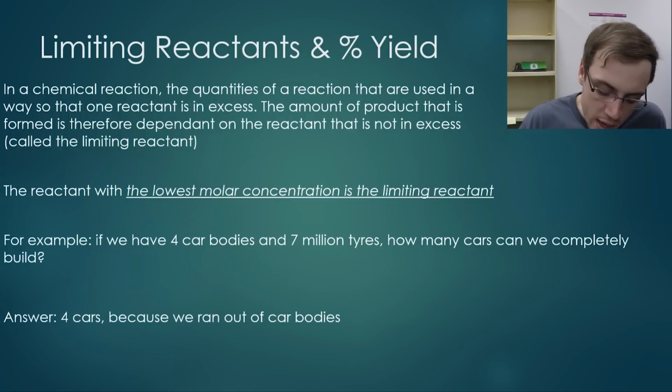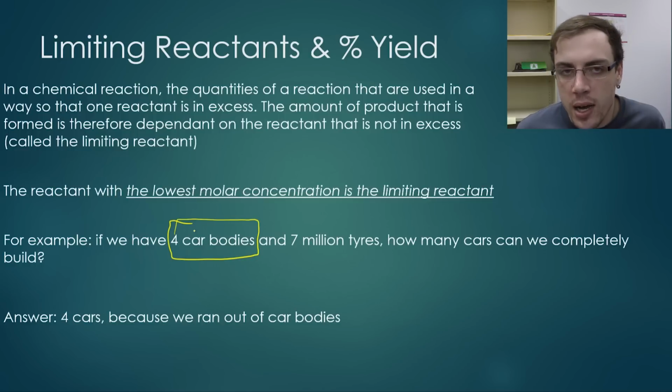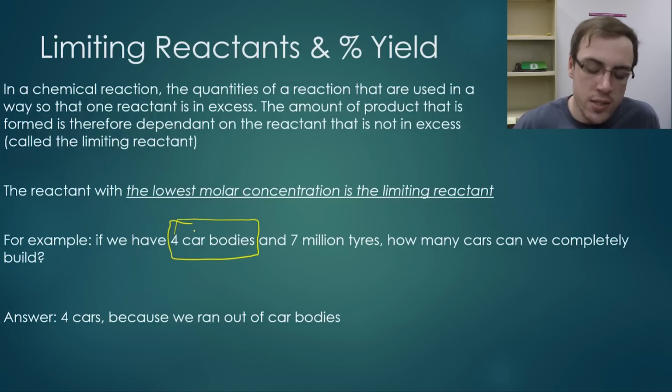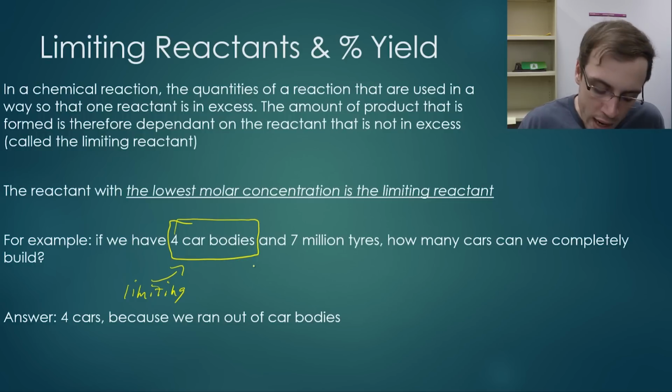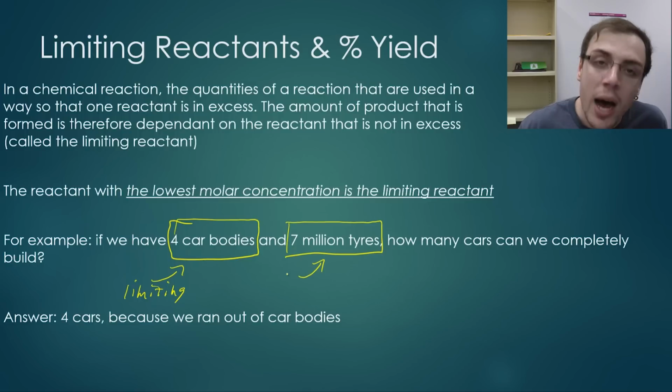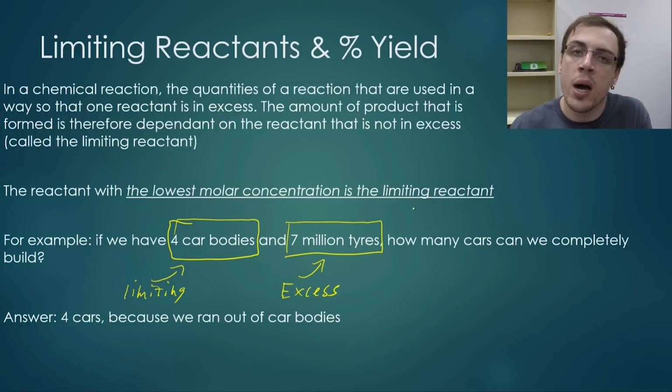Because yes, we do have lots and lots and lots of tires, but if we run out of our car bodies, we can't continue making cars. So the maximum amount of cars that we can make is 4. And this is the limiting reactant, because it was the car bodies that ran out before the tires. So it means that our tires are in excess. And this is the reason why we must convert the mass to moles, so we can compare the numbers of one and the numbers of another to see which one will run out first.